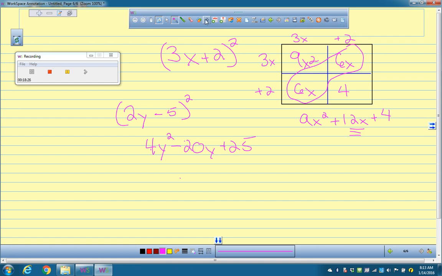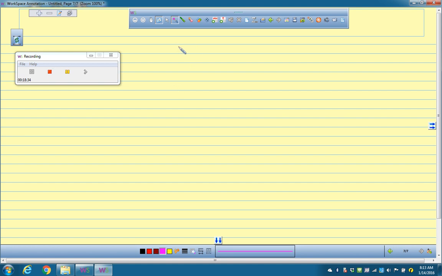Okay, so a couple formulas that are useful to know, okay? So these are kind of the cheater formulas. If you have a plus b squared, where a is one term and b is the next term, then that's equal to a squared plus 2ab plus b squared.